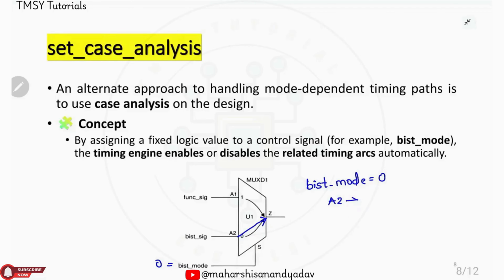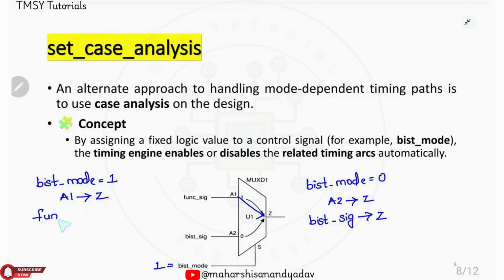So simply A2 will be connected to Z. At A2, BIST SIG is present, that will be connected to Z. Now next, when I am applying BIST mode is equal to 1, this A1 will be connected to output. So simply A1 will be connected to Z. Here A1 is func SIG, connected to Z, and here the instance name is mux D1. So this is the functioning of set case analysis.